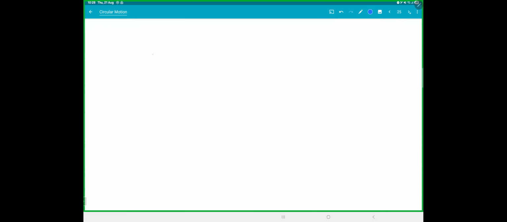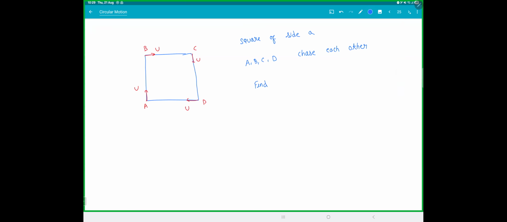So based on that, you tell me what is the answer for this then. Let's say we have 4 particles chasing each other. Square of side a, A, B, C, D chase each other. Find the acceleration of A at t is equal to 0. If this is a paragraph question, I'll ask you these things only. Find the angle rotated and find the acceleration of the particle.